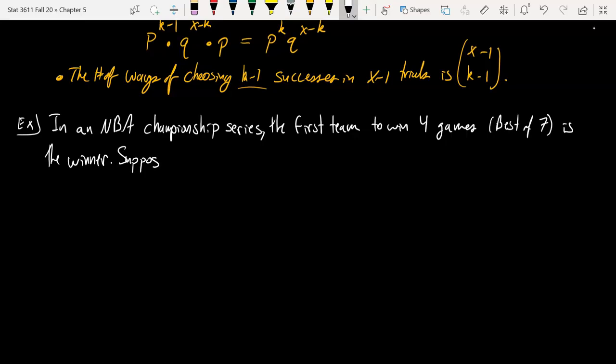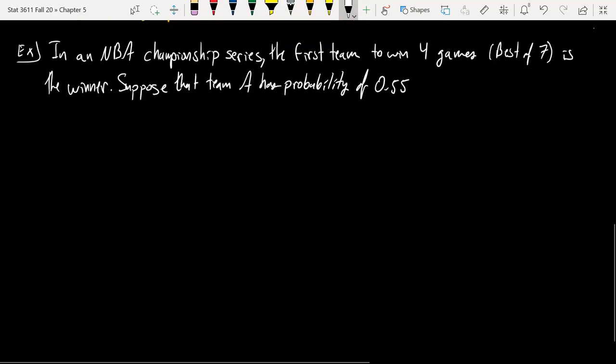So let's suppose we've got 2 teams, and we'll say that Team A has a probability of 0.55, so a 55% chance, of winning a game over Team B.